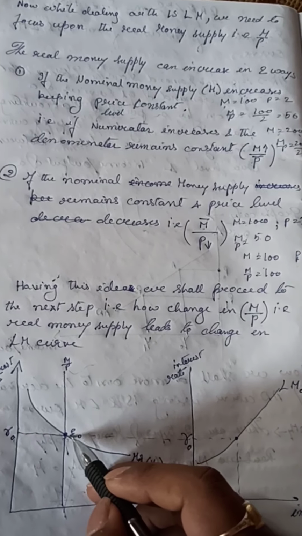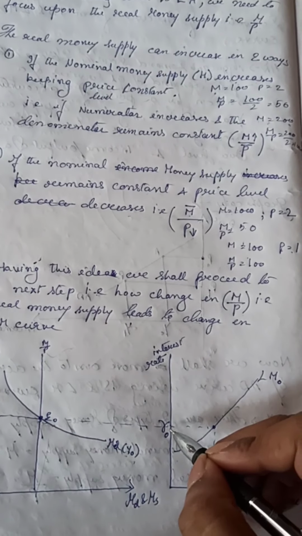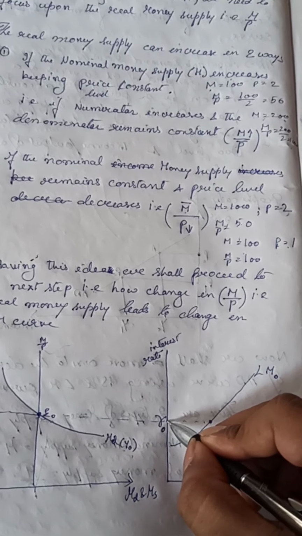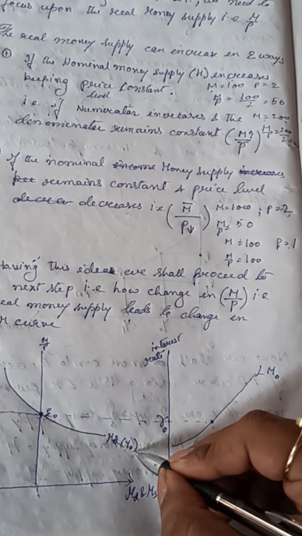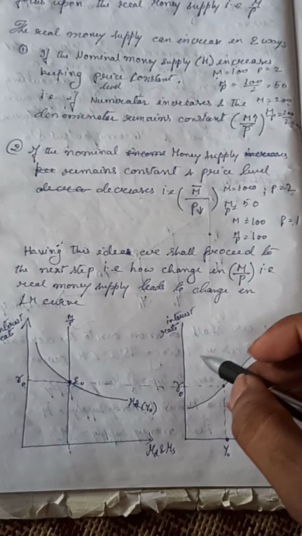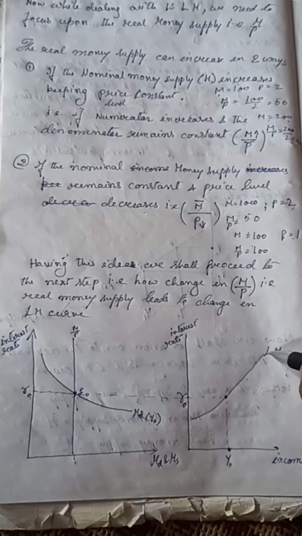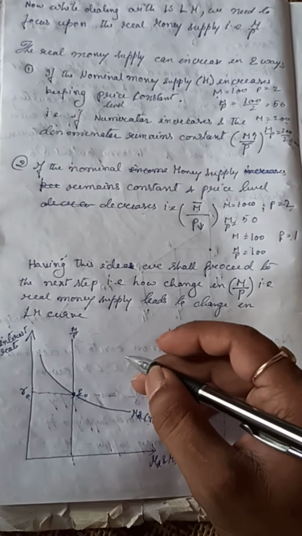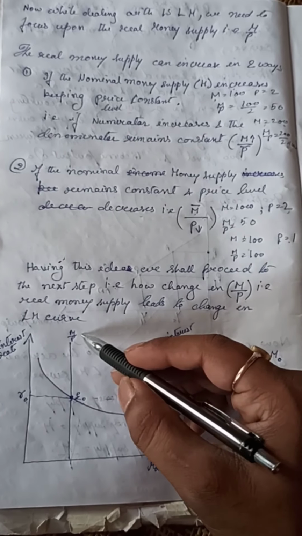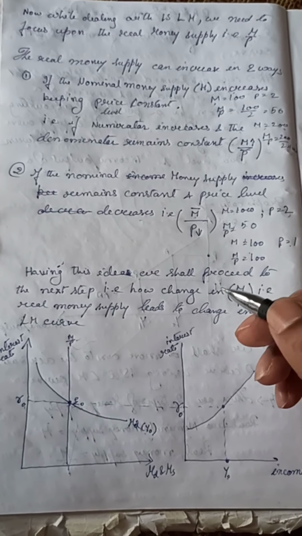Now if we extend this R0 to the second panel and plot it with the corresponding income level, that was Y0, we get the LM curve. Now let us consider that our real money supply has increased due to a fall in the price level.